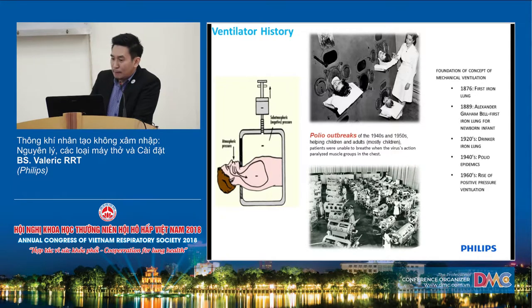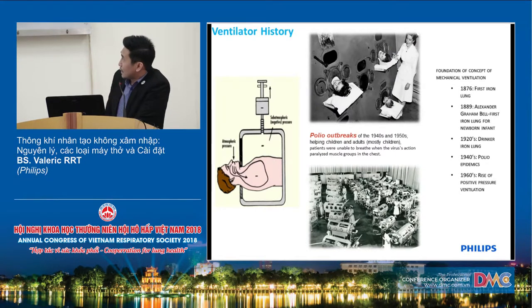And additionally, the right side is the history of the ventilator from the iron lung, negative pressure, to the 1960s, the rise of positive pressure ventilation. And until now, we're using positive pressure ventilation. They have already eliminated negative pressure ventilation.